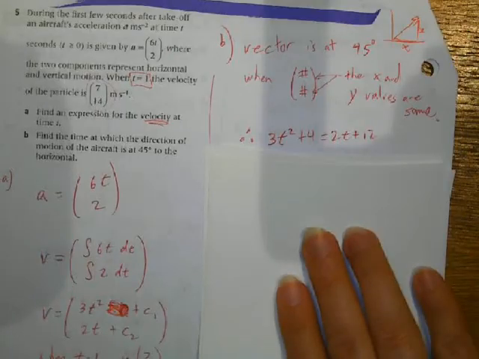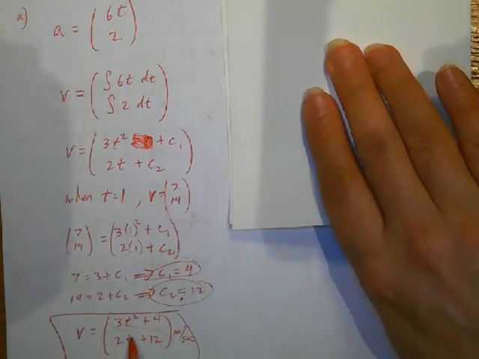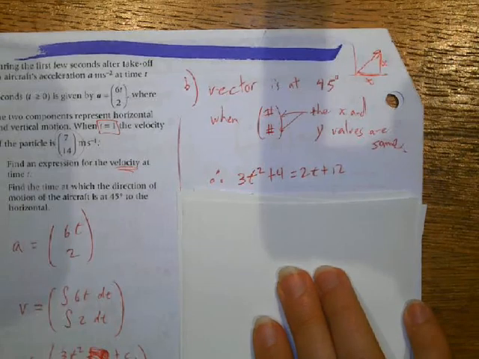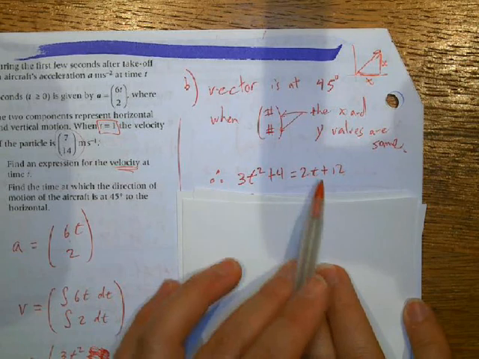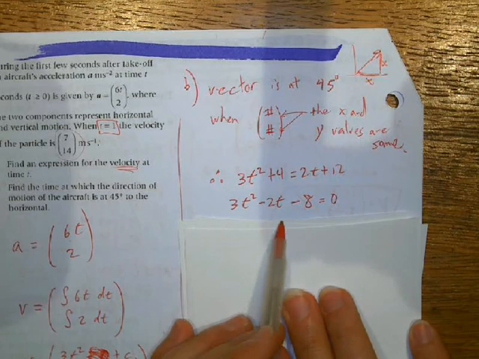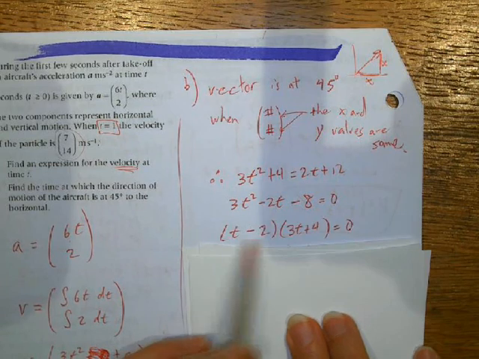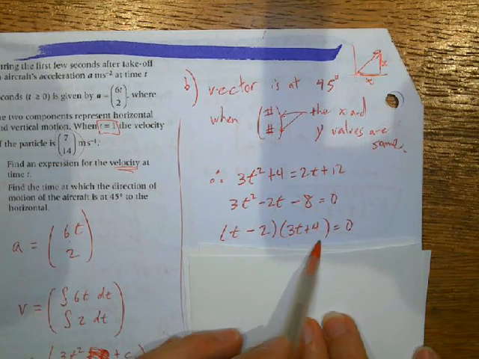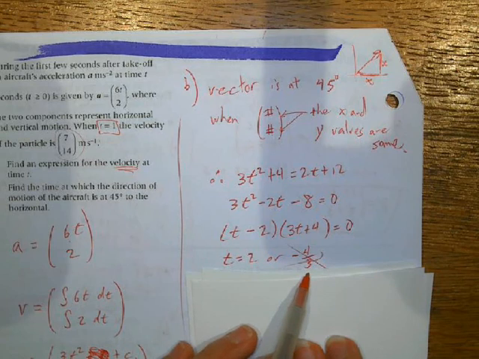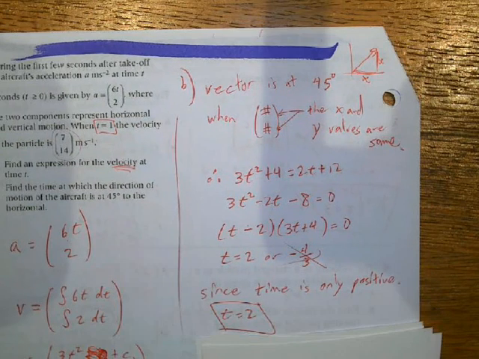So I'm going to make 3t squared plus 4 equal to 2t plus 12. Now I'm going to bring everything to one side of the equal sign. So subtract 2t on both sides, subtract 12 on both sides, and we get this. And then I can factor this, and it becomes t minus 2 times 3t plus 4. So now I know that t either has to be 2 or negative 4/3. But time for the aircraft has to be positive, so we can't have a negative value, and so t has to be equal to 2.